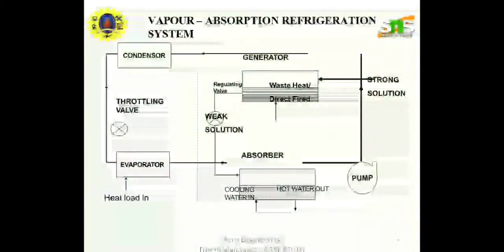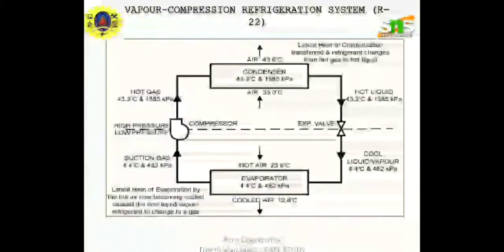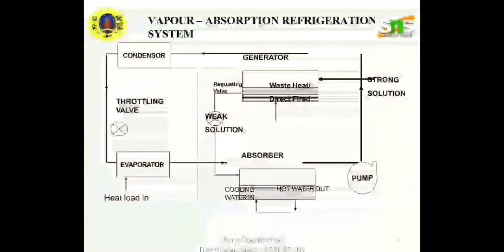In the vapor absorption refrigeration system, there will be a condenser, generator, evaporator, and an absorber used here. This is the difference between the vapor absorption and vapor compression refrigeration systems. So energy accounts for a significant share of our manufacturing cost. The water heater will be used for steam formation.